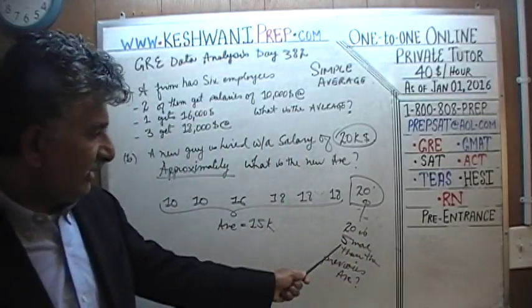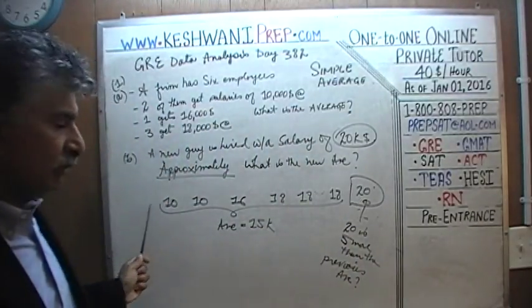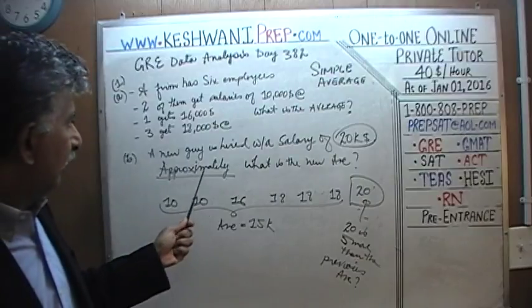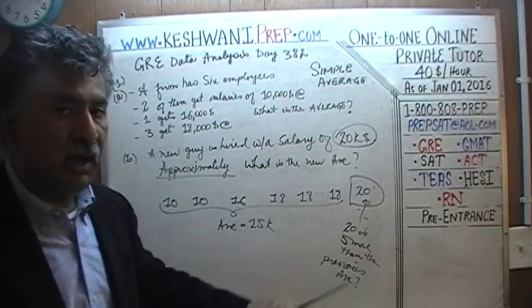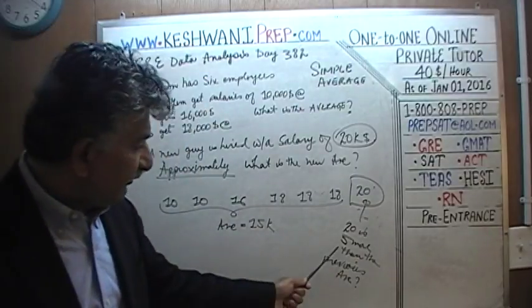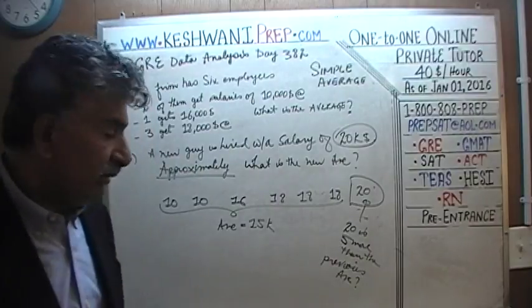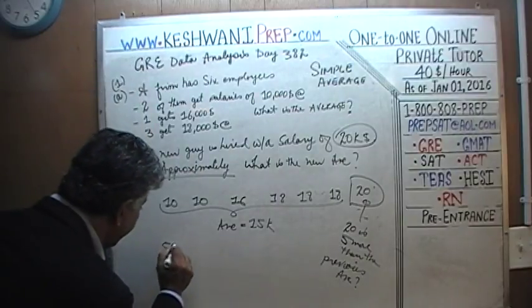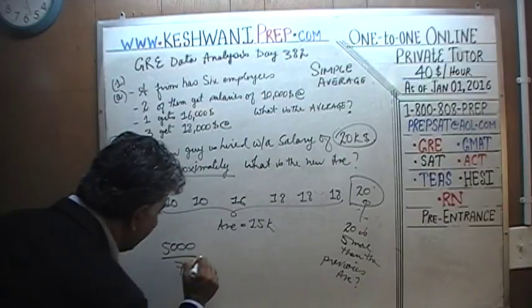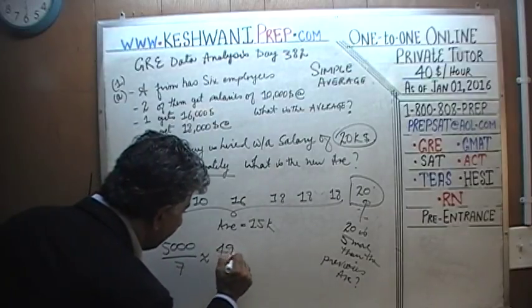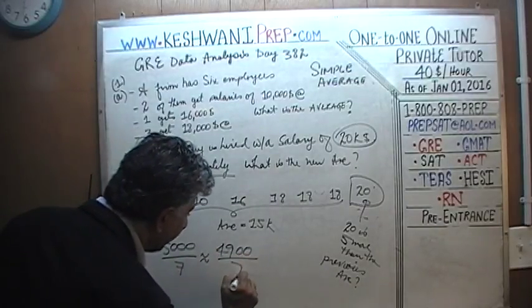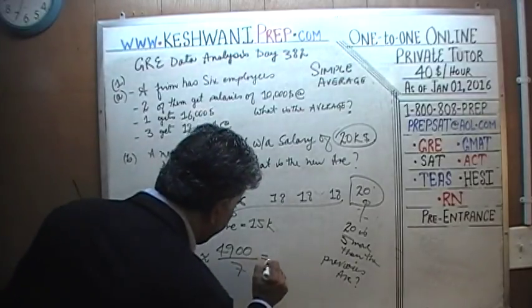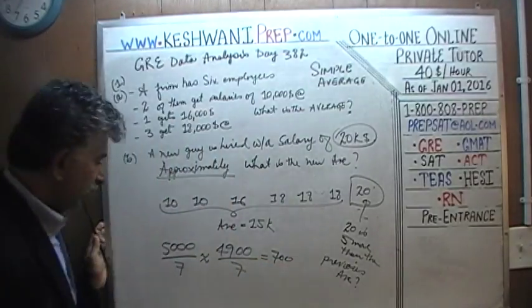That extra $5,000 that this guy has has to be distributed among all the people. And now, instead of 6 people, when we hire the new guy, we have 7 people. This $5,000 needs to be distributed among 7 people. 5,000 divided by 7 is approximately the same as 4,900 divided by 7, which indeed is 700. There we go, we are done.